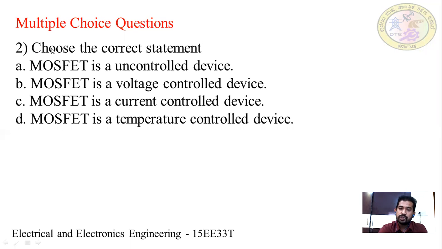The second question is: choose the correct statement. The options given are: option A, MOSFET is an uncontrolled device; option B, MOSFET is a voltage controlled device; option C, MOSFET is a current controlled device; option D, MOSFET is a temperature controlled device. You all know that MOSFET is a voltage controlled device.